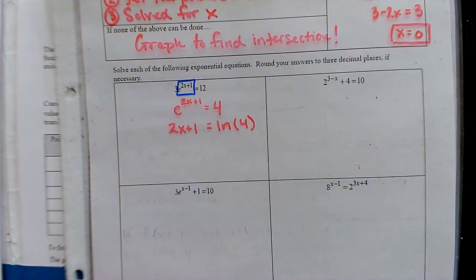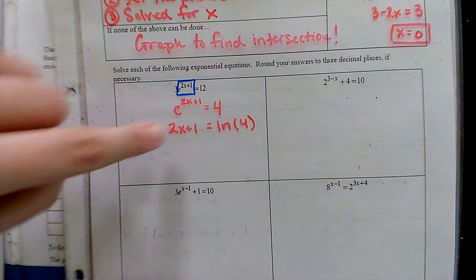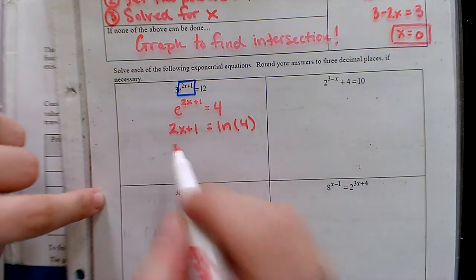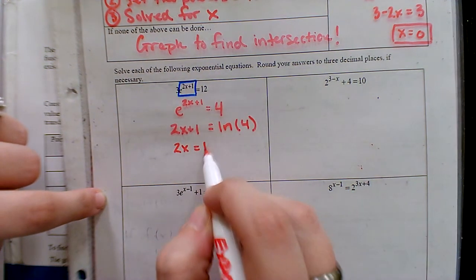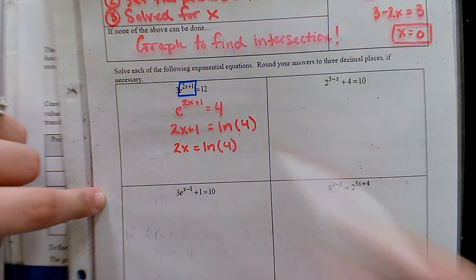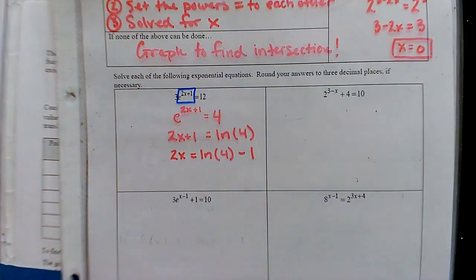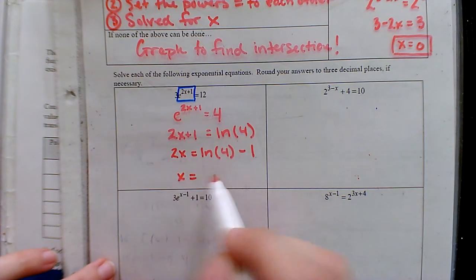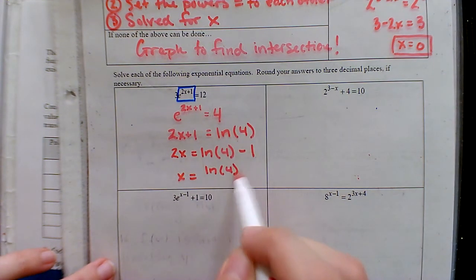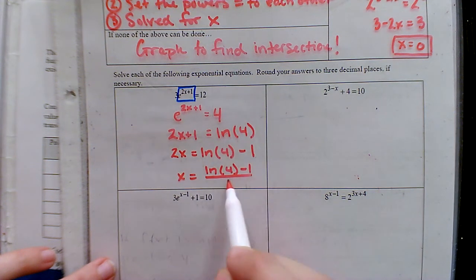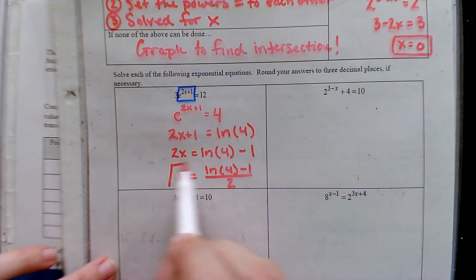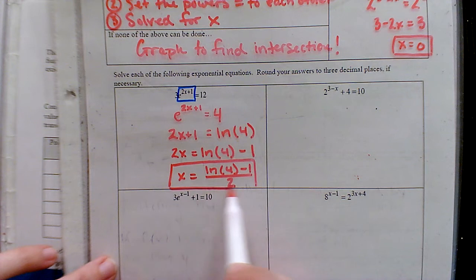All right, now before we get to calculator happy, we can keep solving for x by hand. We can subtract the 1 over. That would become the natural log of 4 minus 1, not the natural log of 3. Okay, you don't subtract the 4 and the 1 because the 4 is kind of trapped inside that argument section. And then we can divide by 2. So natural log of 4 minus 1, all over 2. There's your solution. No calculator necessary.